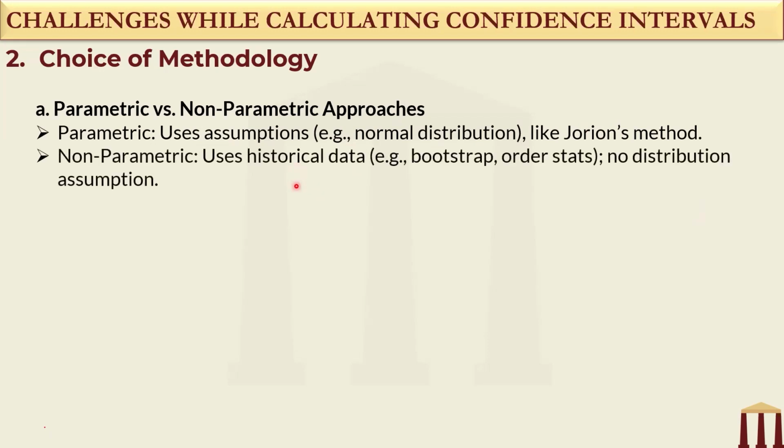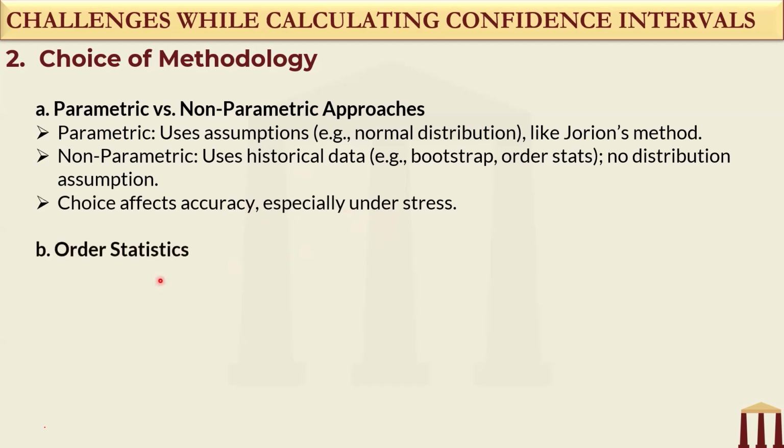Non-parametric methods do not assume any specific distribution. Instead, they actually use historical data, which sounds quite great, but this choice also impacts the width and accuracy of the confidence interval, especially when markets are under stress.